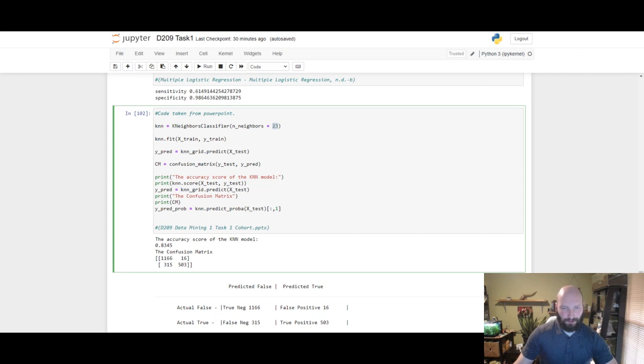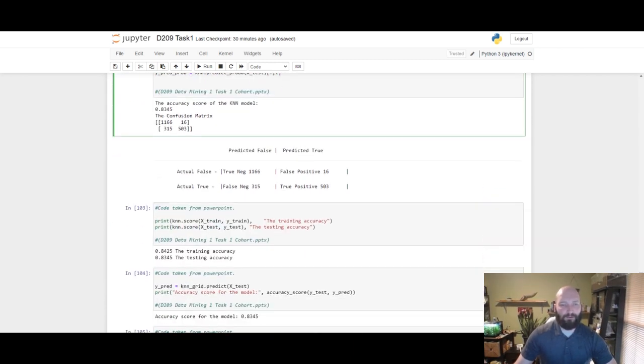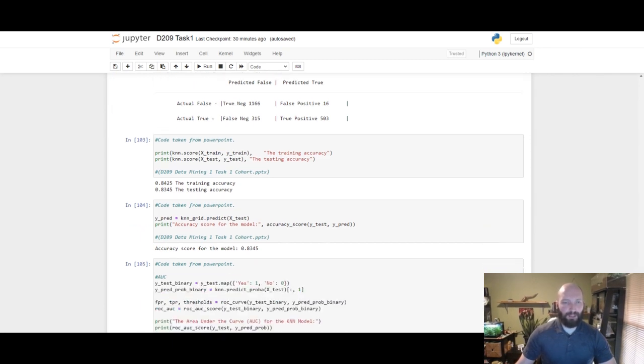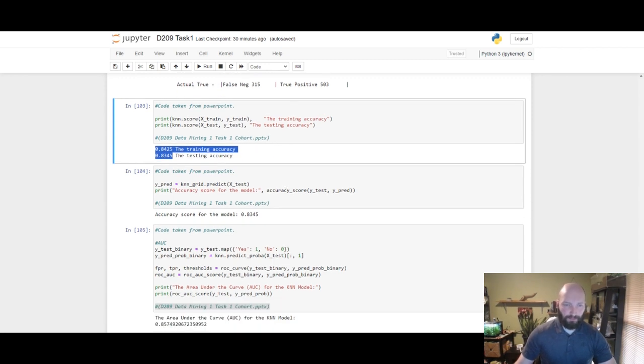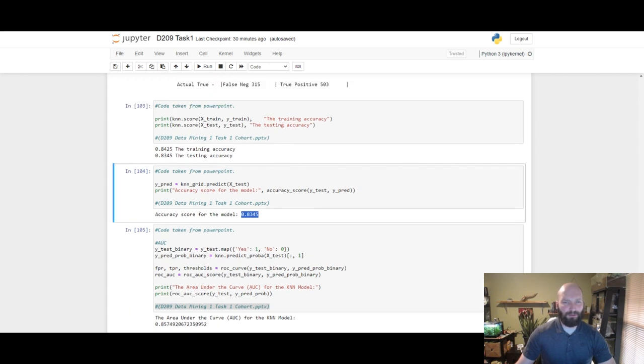This will give us the accuracy score of our model and give us the confusion matrix, which tells us the true positives and negatives and all of that. I put it in here just for illustrative purposes to help me understand. And looking at training accuracy versus testing accuracy, it's good that they are very similar. I would say statistically they are identical. And the accuracy score for the model itself, which I don't know even, is that a duplicate?